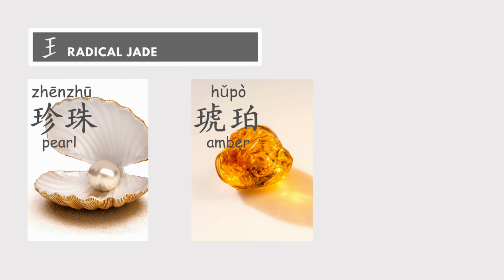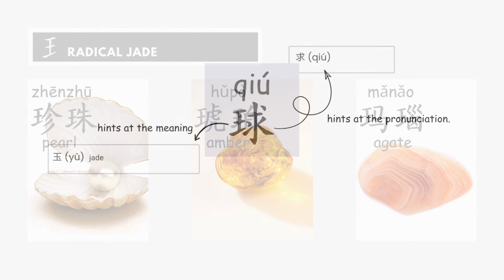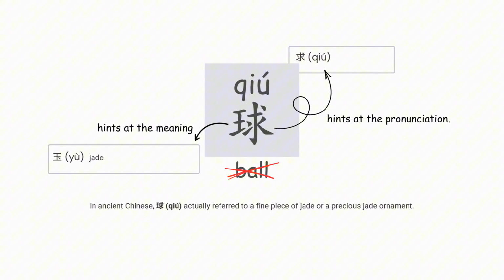That's why characters like 珍珠, pearl, 琥珀, amber, 玛瑙, agate are all associated with jade, gemstones, or other precious materials. And of course, there is 球. In ancient Chinese, it refers to a fine piece of jade or a precious jade ornament. 球 originally had nothing to do with balls.